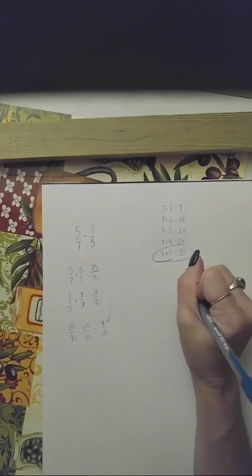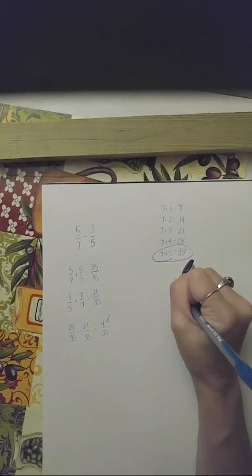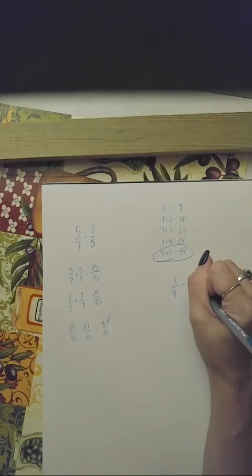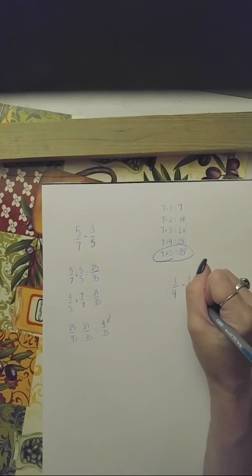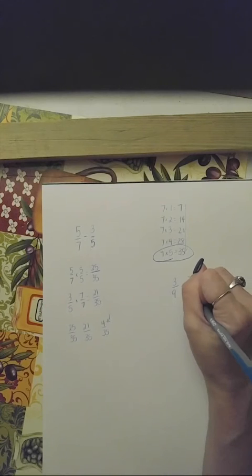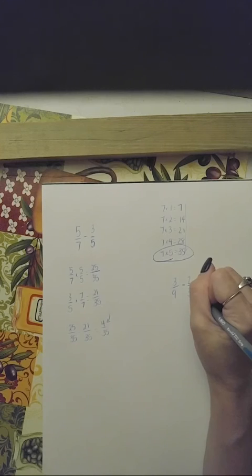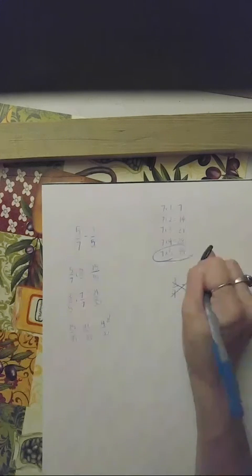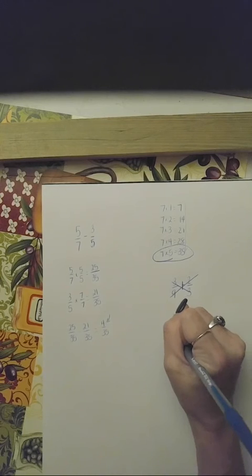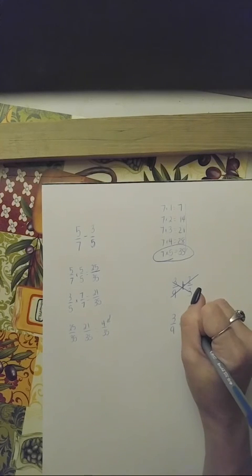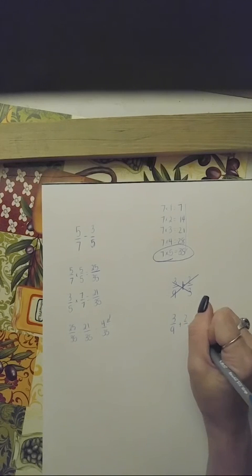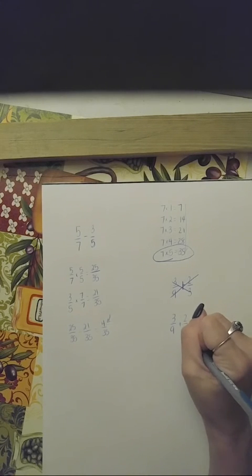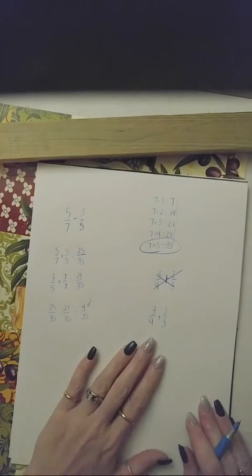So another example here. Let's do 3/9 minus 2/3. No. That's not a good example with minus. We can change it to plus though. 3/9 plus 2/3. Okay. So here's the example.